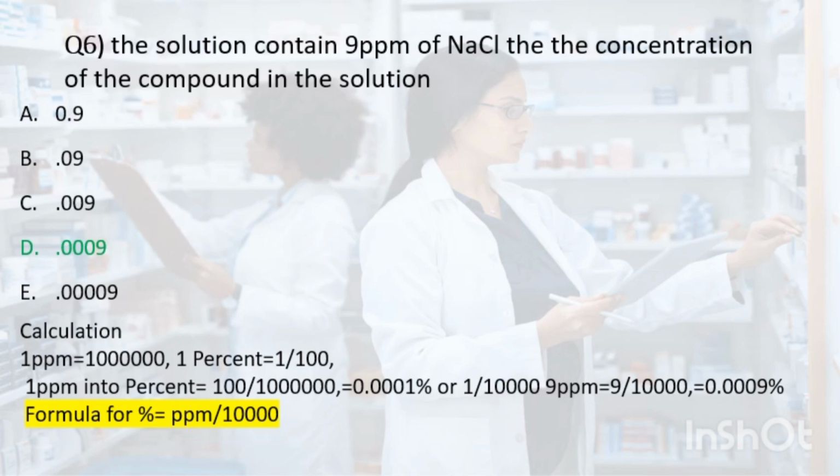The concentration of a solution is typically expressed in terms of the amount of solute compound per unit volume or per unit mass of the solution. In this case, the concentration of NaCl in the solution is 9 ppm, parts per million. This means there are 9 parts of NaCl for every 1 million parts of the solution. To convert this concentration to decimal form, we need to divide the number of parts of NaCl by the total number of parts in the solution. Simple. You can divide it and then you get the answer. Option D is correct.